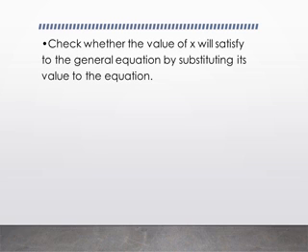To check whether the value of x will satisfy the general equation, substitute its value to the equation. As in our equation, we have 4 plus square root of x is equal to 5. We are now substituting the value of x, which is 1. It's equal to 4 plus the square root of 1, which is 1, is equal to 5. And 5 is equal to 5. Then it satisfies our equation.